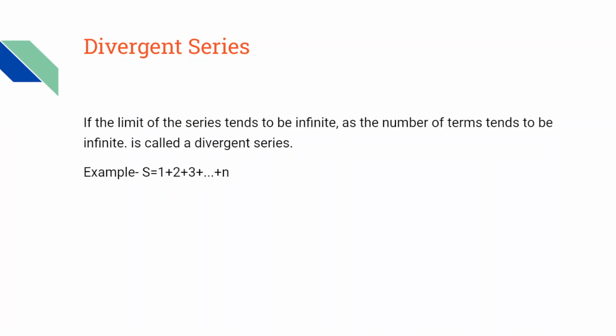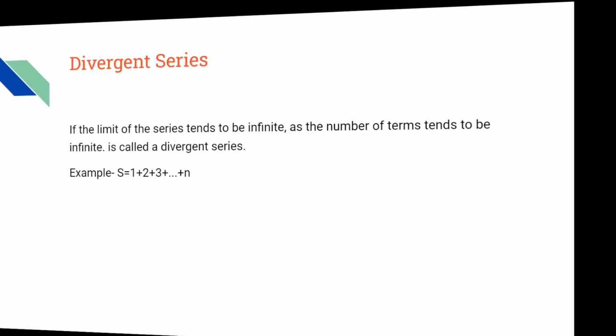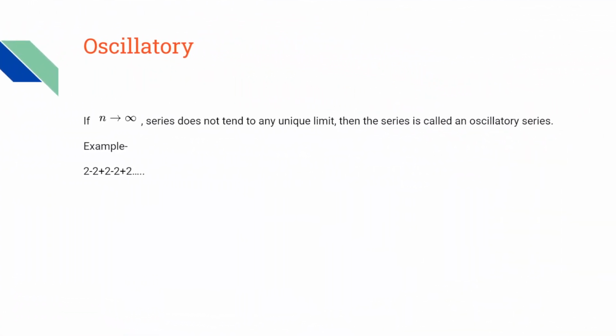We'll learn another interesting series, that is the oscillatory series. What is an oscillatory series? If the number of terms tends to infinity, but the series does not tend to any unique limit, this is called an oscillatory series. Like 2 minus 2 plus 2 minus 2. Look at the series. For every odd number of terms, the sum of that series is 2, but for every even number, it will be 0. So that does not have any unique limit. So this is called an oscillatory series.